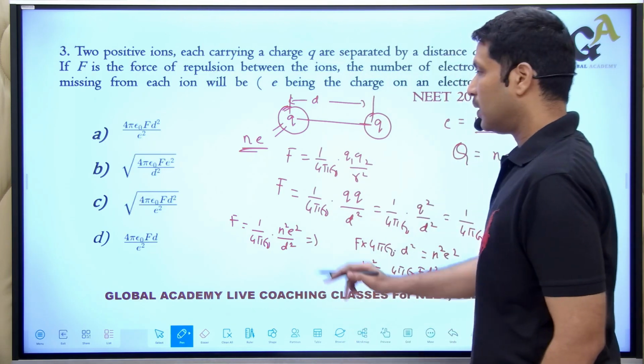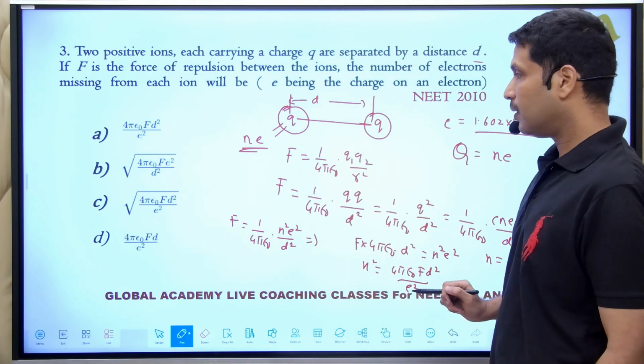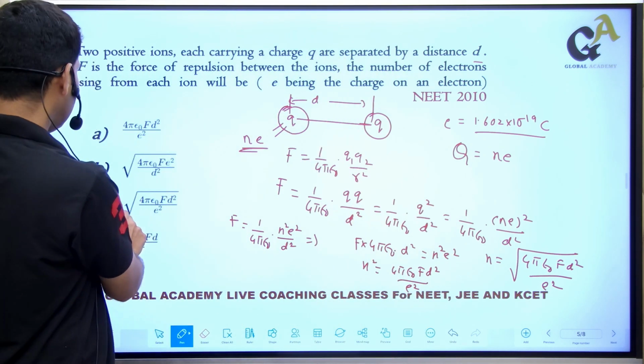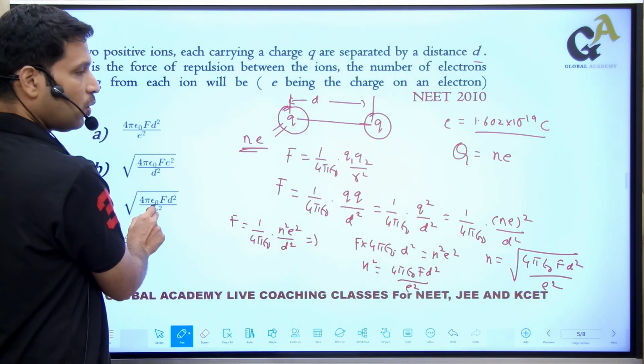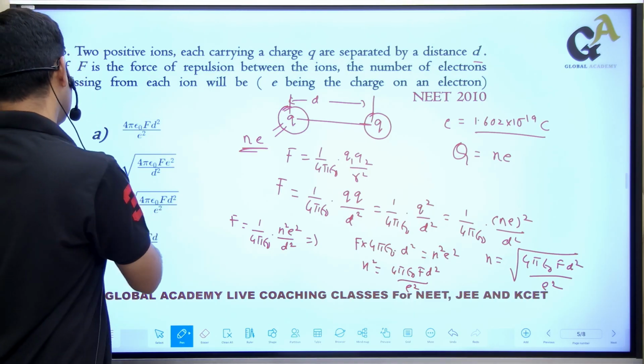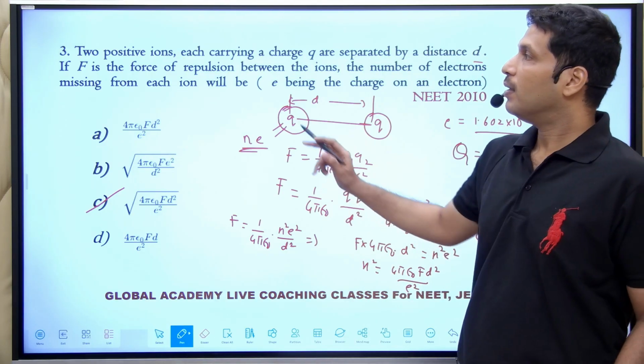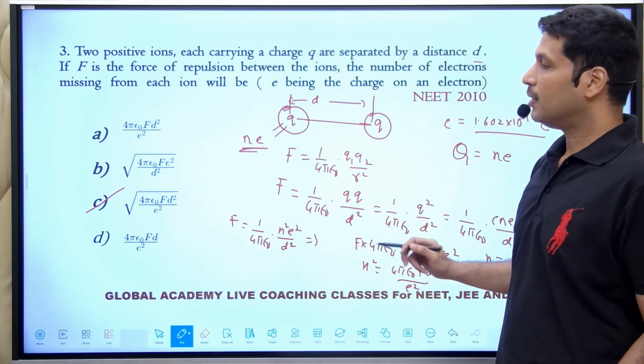So which among these matches this answer? Just check it. I guess, see here, square root of 4 pi epsilon naught F d square divided by e square, C answer matches the solution. So therefore the answer for this question is C.